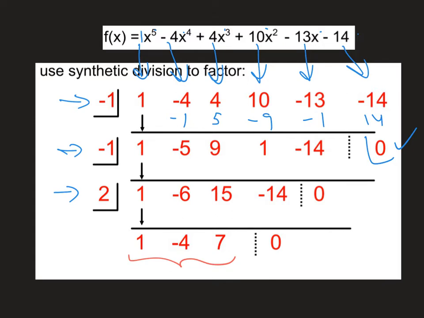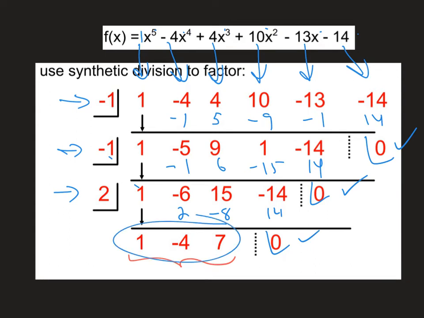Okay, so now what? We try negative 1 again. 1 times the 1 gives us a negative 1, gives us a negative 6. Negative 1 times negative 6 is positive 6, gives us 15. Negative 15 gives us a negative 14, positive 14 gives us a 0 again. Boom. Let's try 2. 2 times 1 gives us 2. Negative 6 plus 2 is negative 4. 2 times negative 4 is negative 8. 15 minus 8 is 7, and 2 times 7 is positive 14, gives us a 0, check.